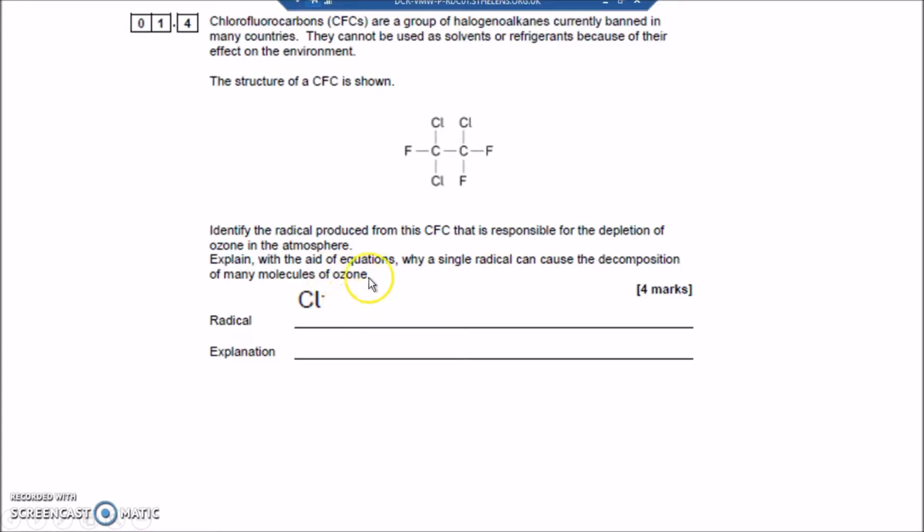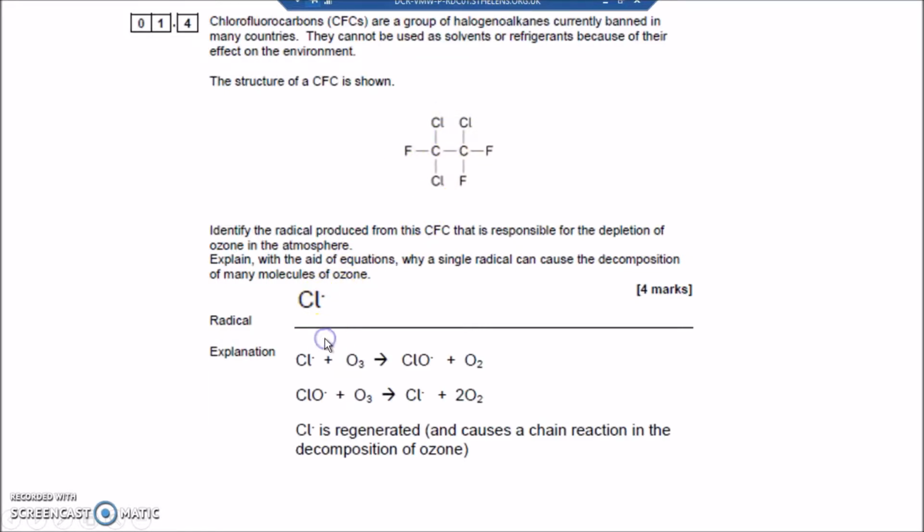So the radical is Cl dot. You always make a Cl dot, so Cl dot. And the explanation is that if I produce the equations for these, it says explain with the aid of equations. I've got a Cl dot plus O3, which is ozone. The only other form of oxygen that there is is O2, so that leaves ClO and a dot here. I'm going to balance the equation.